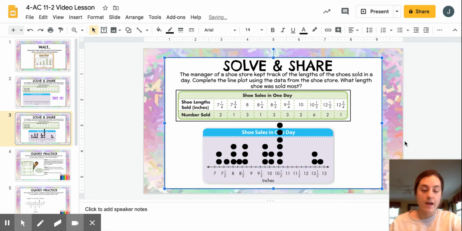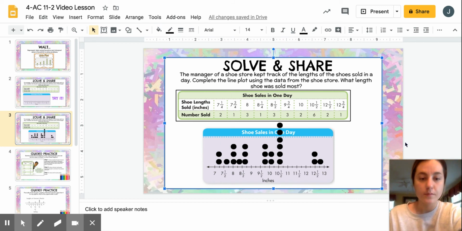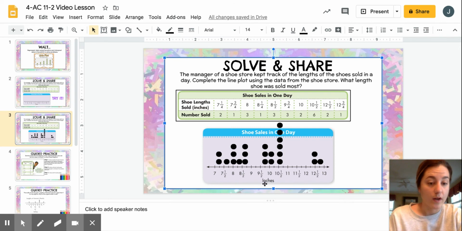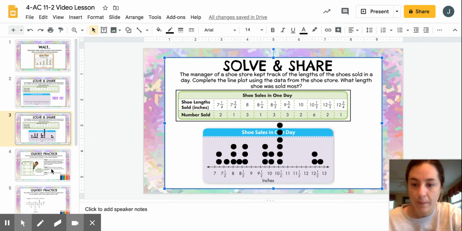So that is how I would set up my line plot to organize all of my information. So let's look at some practice.